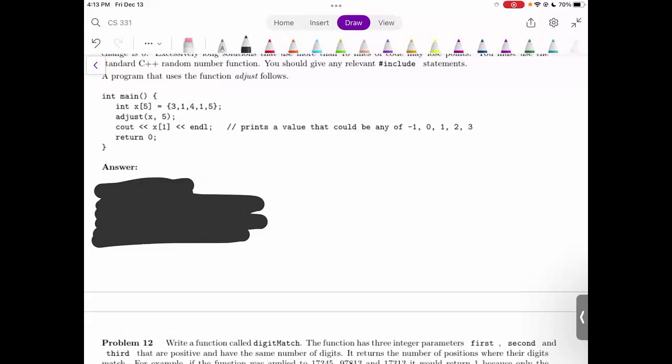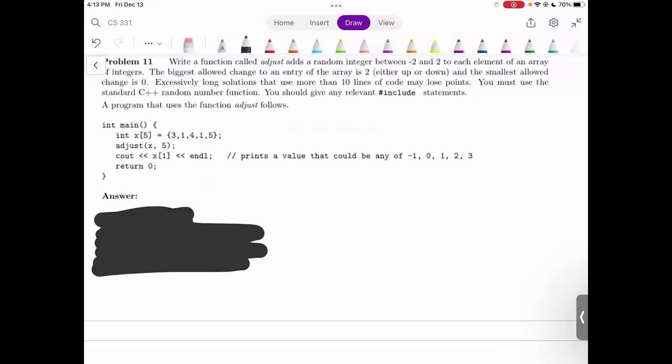Okay, let's do it. So this one is called adjust. It just adds a random integer between -2 and 2 to each element of an array of integers. The biggest allowed change to an entry of the array is 2. Okay, so we can only move it up or down 2, and the smallest change is 0, right? There's no change. So we want to do a random number. So does anybody remember how the random number generator works, meaning the formula for it.